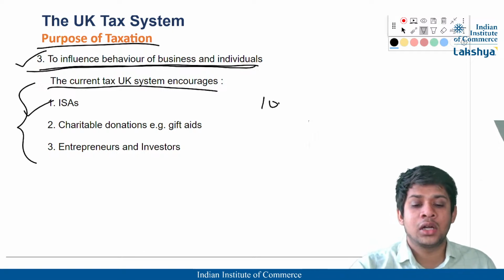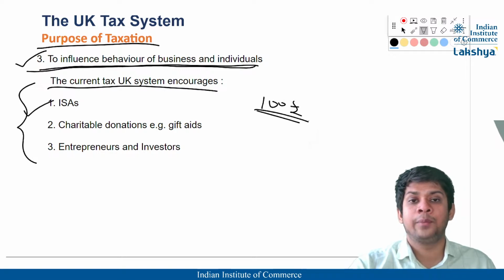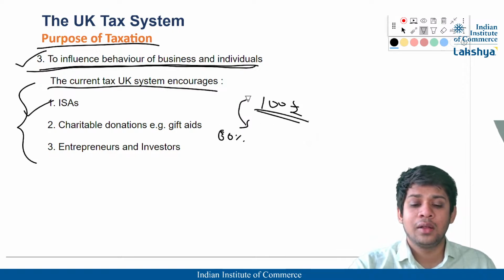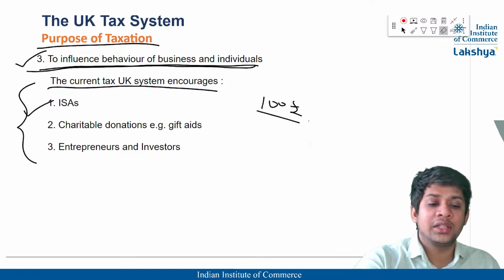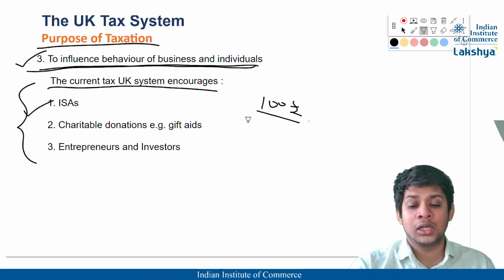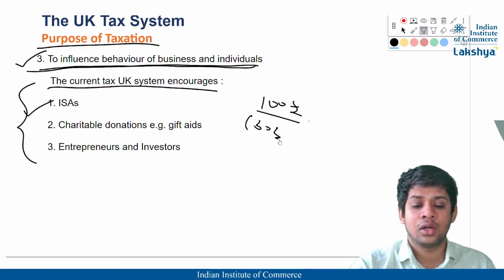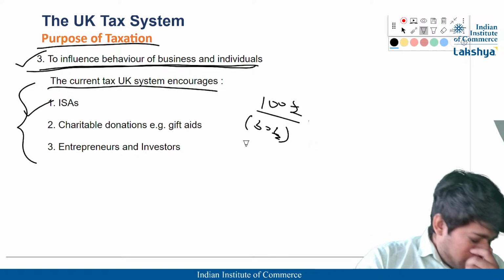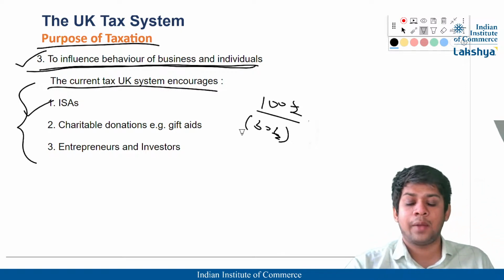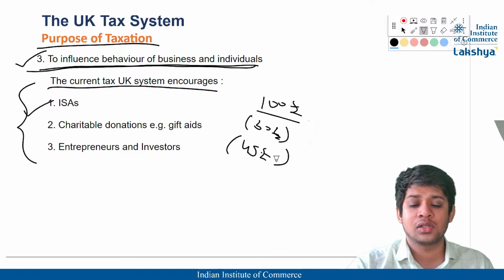Maybe an individual is earning £100 in the UK. Say that individual is taxed maybe 60% on it. For earning that £100, maybe that individual is incurring £30 in expenses, and the tax that is charged on his £100 worth of income is maybe £45.